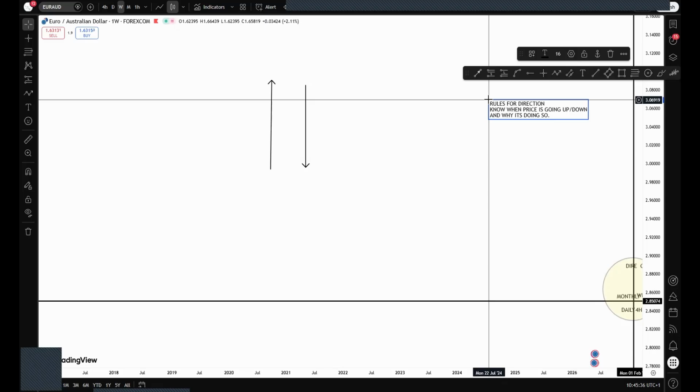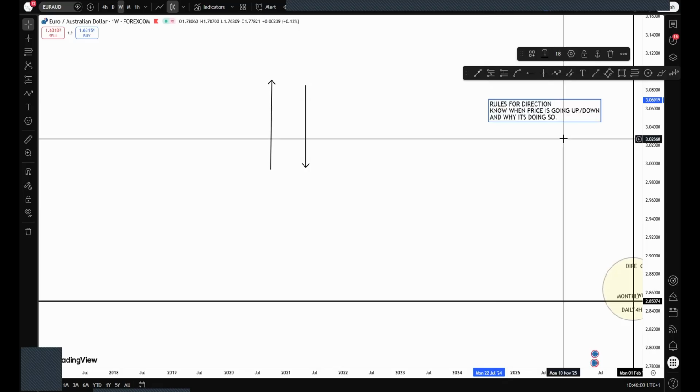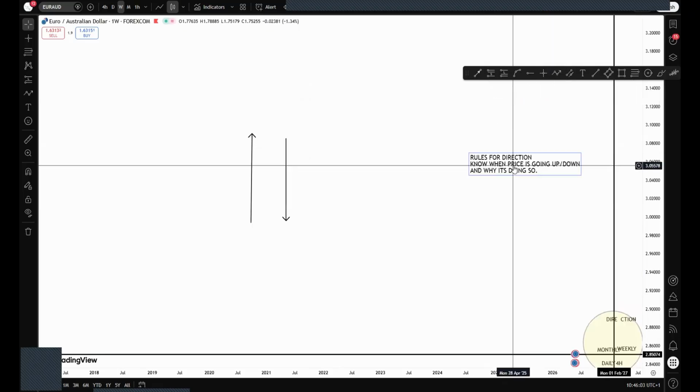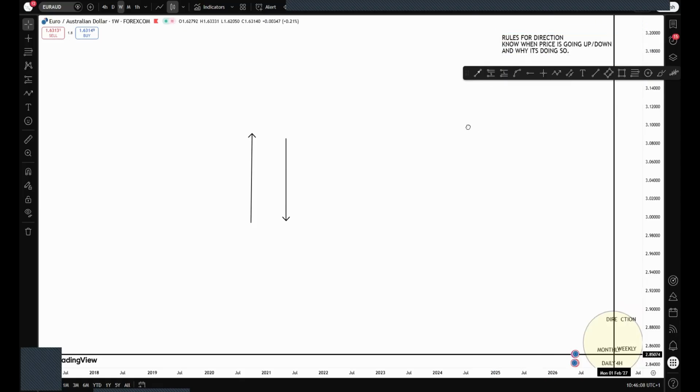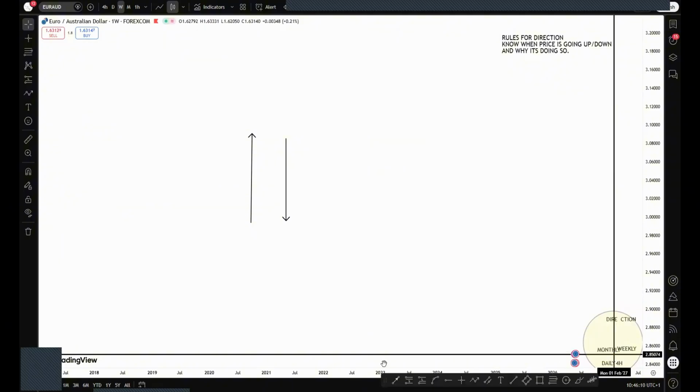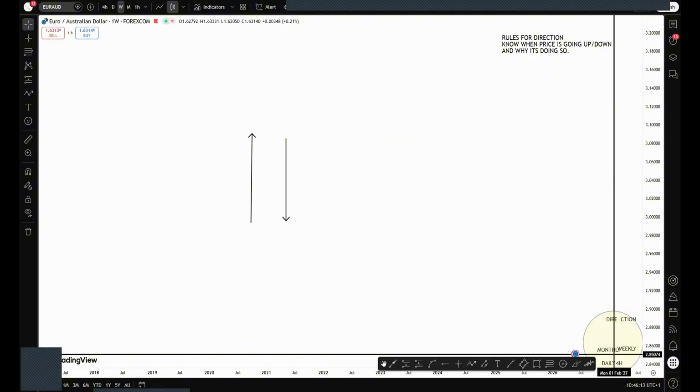So when price is going up, and why price is doing so, is the only thing you need in these markets. Only thing. That's why you first saw me put this as our first topic, because I know once you learn this, you know what's going on in the markets. So you just want to know when price is going down or up, and why it's doing so.